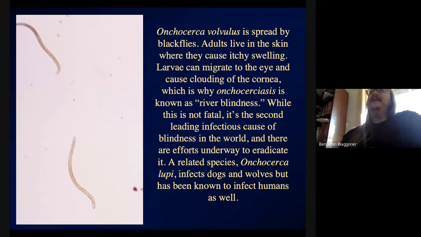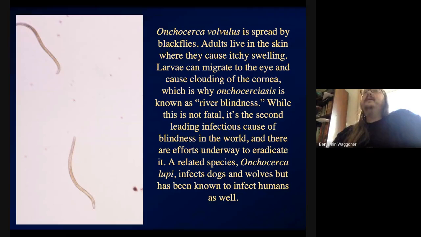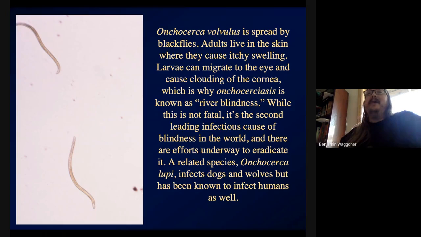Adults live in the skin, and they cause pretty severe allergic responses. Itching, swelling, in some cases depigmentation. You can end up with patches of light skin. And then larvae can migrate to the eye, and when they do that, they cause the cornea to start clouding. If it's a mild infection, this can clear up, but if it's chronic, you can get secondary bacterial infection and scarring will set in. And if the cornea is permanently clouded, you are, of course, blind.